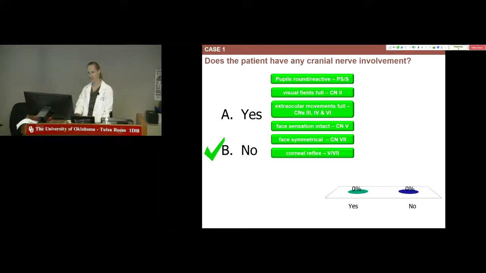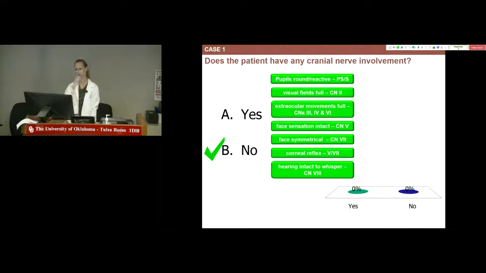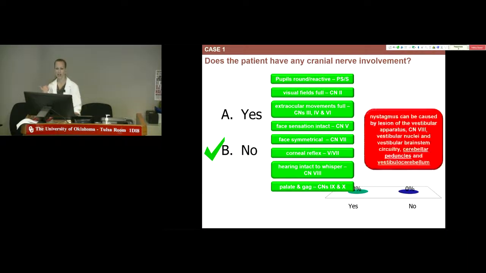Symmetrical, 7 is okay. Corneal reflex, what are our two limbs? Afferent, efferent. Afferent is 5, efferent is 7. So confirm yes. Hearing intact to whisper, so the cochlear part of cranial nerve 8 is okay. Palate and gag, 9 and 10, were fine.